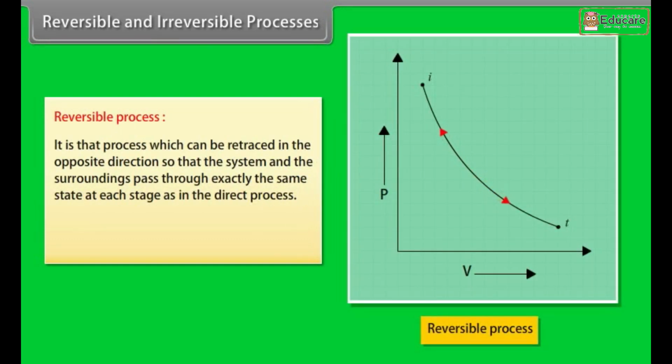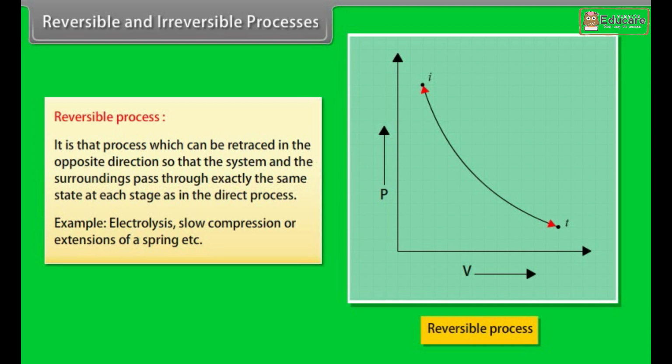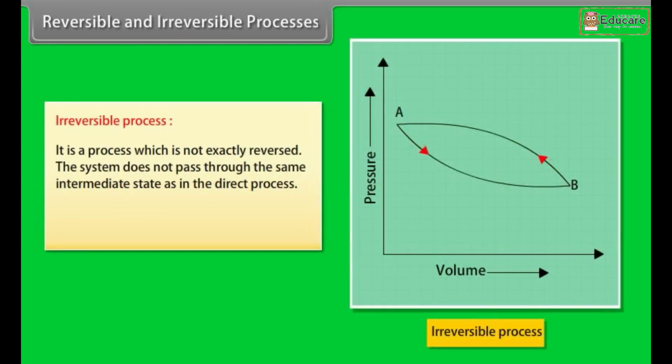Reversible and irreversible processes. Reversible process: it is the process which can be retraced in the opposite direction so that the system and the surroundings pass through exactly the same state at each stage as in the direct process. Electrolysis, and slow compression or extension of a spring, are examples of reversible processes. Irreversible process: it is a process which is not exactly reversed. The system does not pass through the same intermediate states as in the direct process. All chemical reactions and natural processes are examples of irreversible processes.